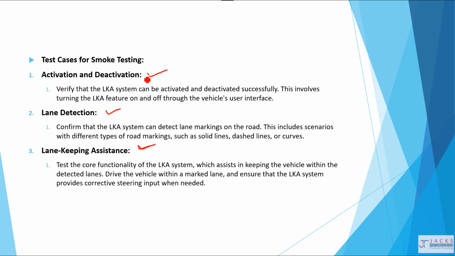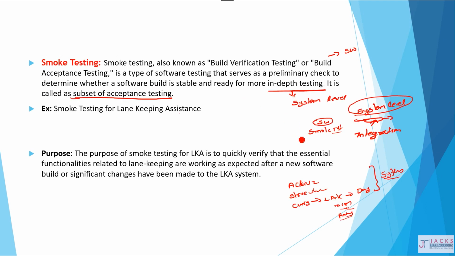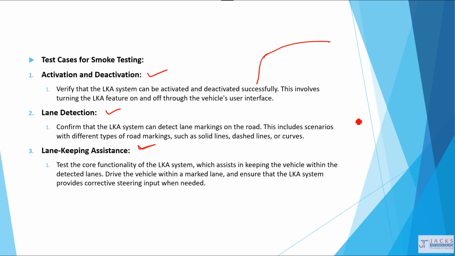If you want to validate the lane keeping assistance in curvy roads, first the lane keeping assistance should be activated, right? And you can make it activate and you can make it deactivate. Let's say, for example, after integration testing, you have received the software. There is no smoke testing done. Now you have found a bug saying that your lane keeping assistance itself is not getting activated.